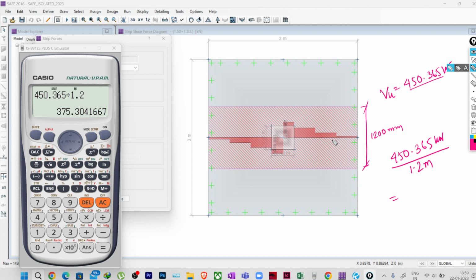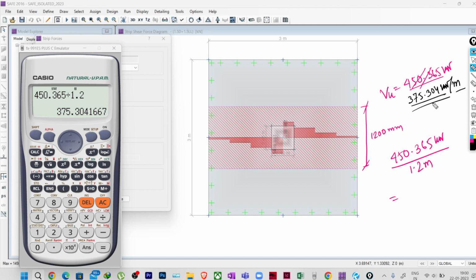So that means at d distance, somewhere here you can see 0.97 it is. So basically we are getting a shear force of 375.304 kilonewton per meter width. Okay, so this is my shear force. Fine, this is my shear force.